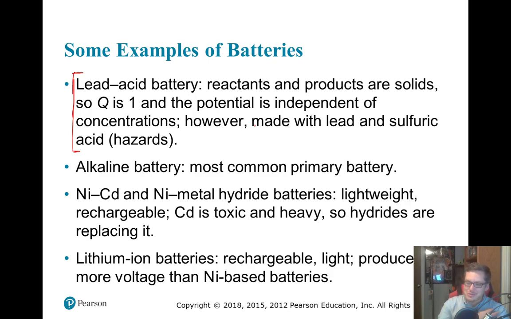And it's also got a large amount of lead in them. And so car batteries a lot of times are lead acid batteries. So this is like when your car starts leaking battery acid. This is kind of what you're worried about here.